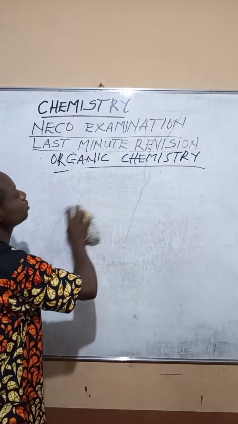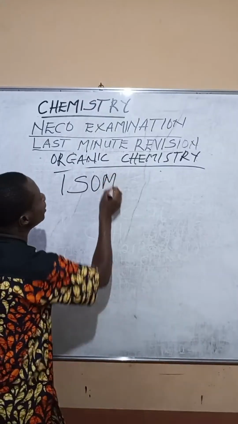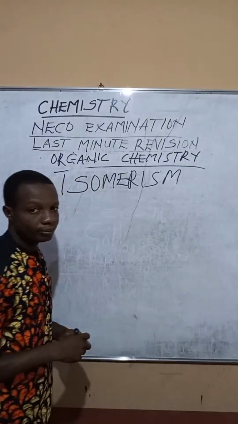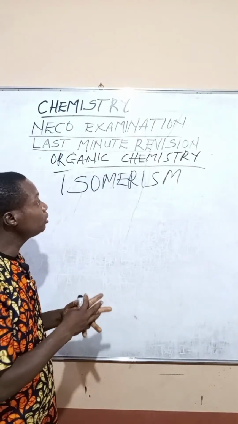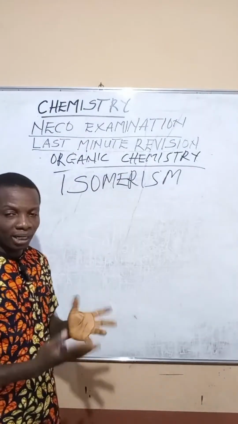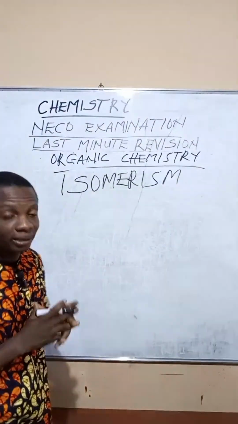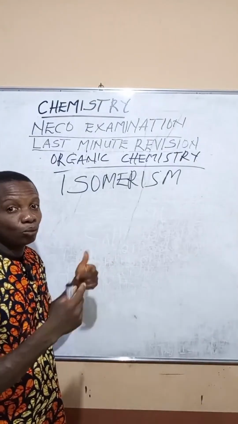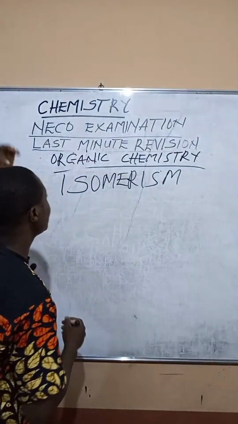Then we'll proceed to the next one, which is isomerism. What is isomerism? This is very important. Isomerism has to do with structural differences among compounds with the same molecular formula, but their structural formula differs. Isomerism takes place because different compounds may have the same molecular formula but different structural formulas. That's where isomerism occurs.